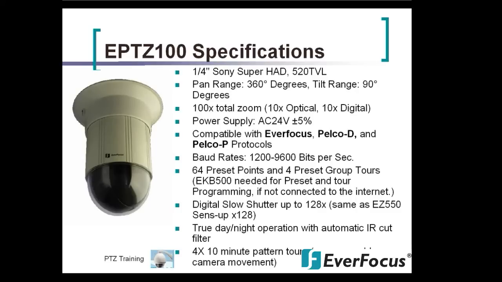Okay, the EPTZ100 offers digital slow shutter up to 128x, which is the same thing as the EZ550 in the sense-up, if any of you guys out there have used the EZ550. It's also a true day-night operation with an automatic IR cut filter. And you have 4 10-minute patterns available to you, and those are programmable camera movements.